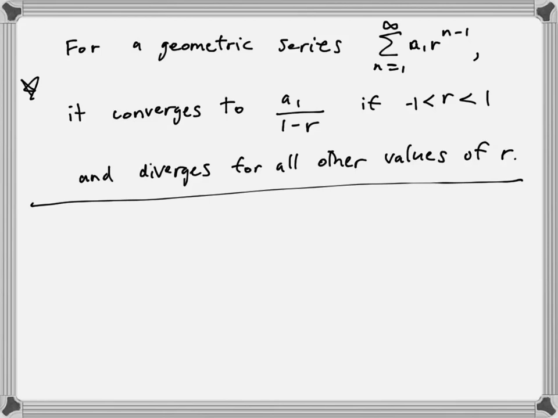That it converges to a1 over 1 minus r if this is true. And by the way, another way to write this is the same as the absolute value of r is less than 1. So a lot of times you will see it written that way. Okay? All right. So let's go ahead and do some examples for geometric series.